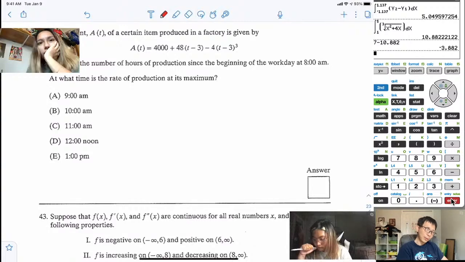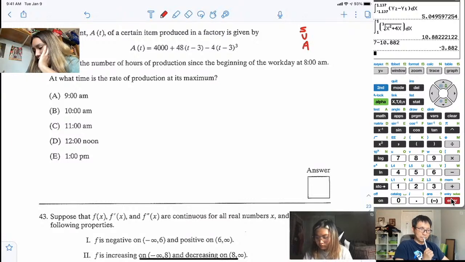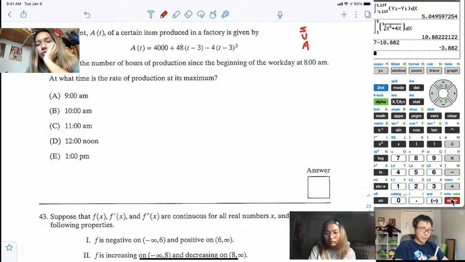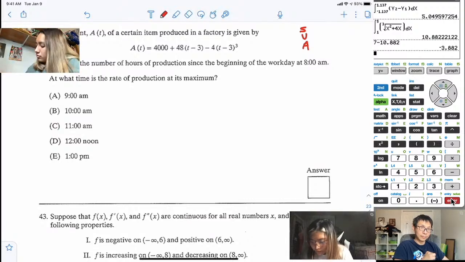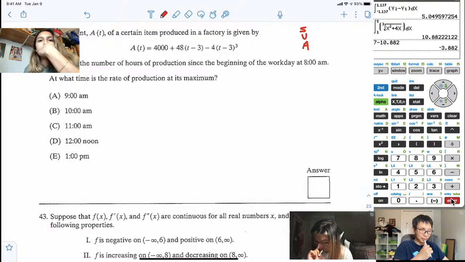So let's just think about this in terms of SVA, right? What is given here? SVA means position, velocity, acceleration. So what is given here? The acceleration. Actually, no, not acceleration. That A does not stand for acceleration. Look at the A of T. They say among A of T, a certain item produced in the factory is given by.